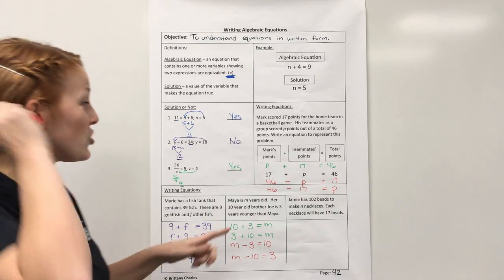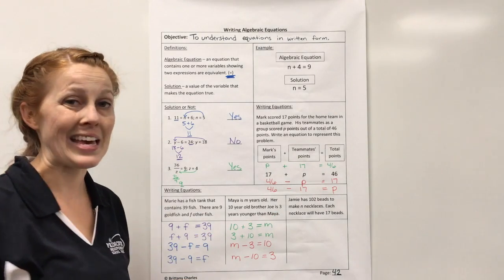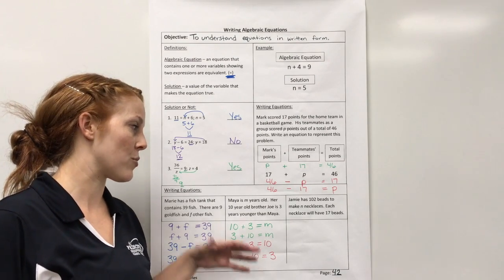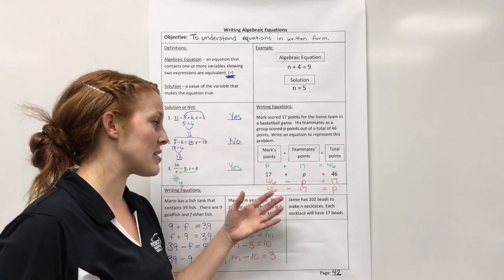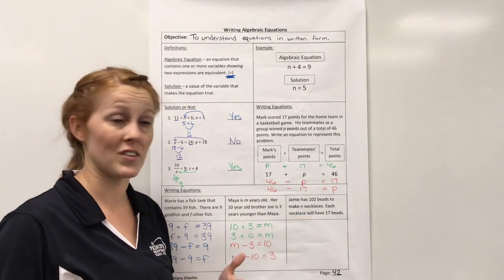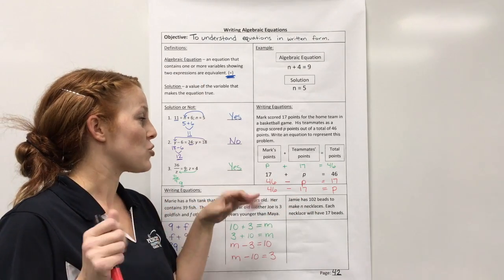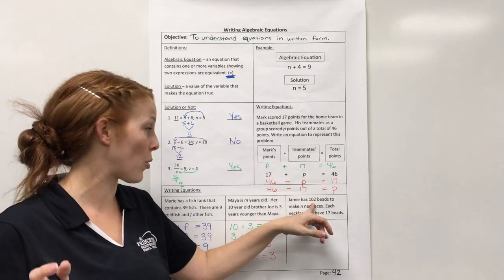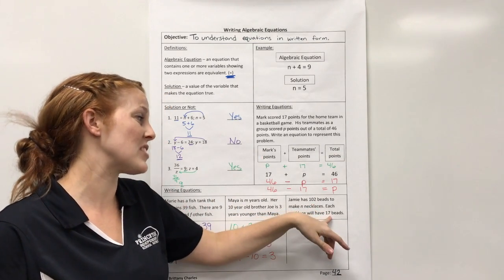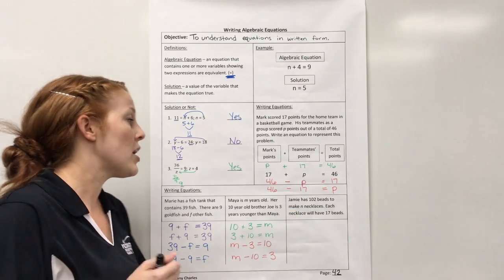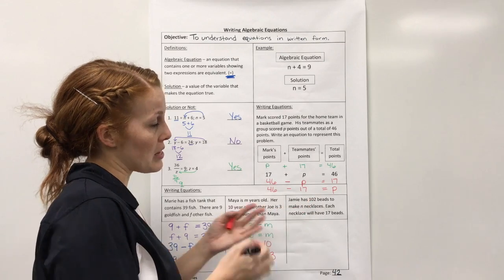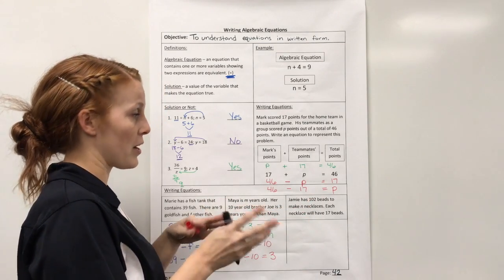Okay, last one. Jamie has 102 beads to make N necklaces. Each necklace will have 17 beads. All right, so this is different because I see some different wording here, and this word each means it could go with multiplication and division, and in this case it does. So I have 102 beads, that's going to be the total, and I'm separating them onto different necklaces, and there are 17 beads on each necklace. All right, so I can start with my total, or I can end with my total, depending on if I want to multiply or divide first.